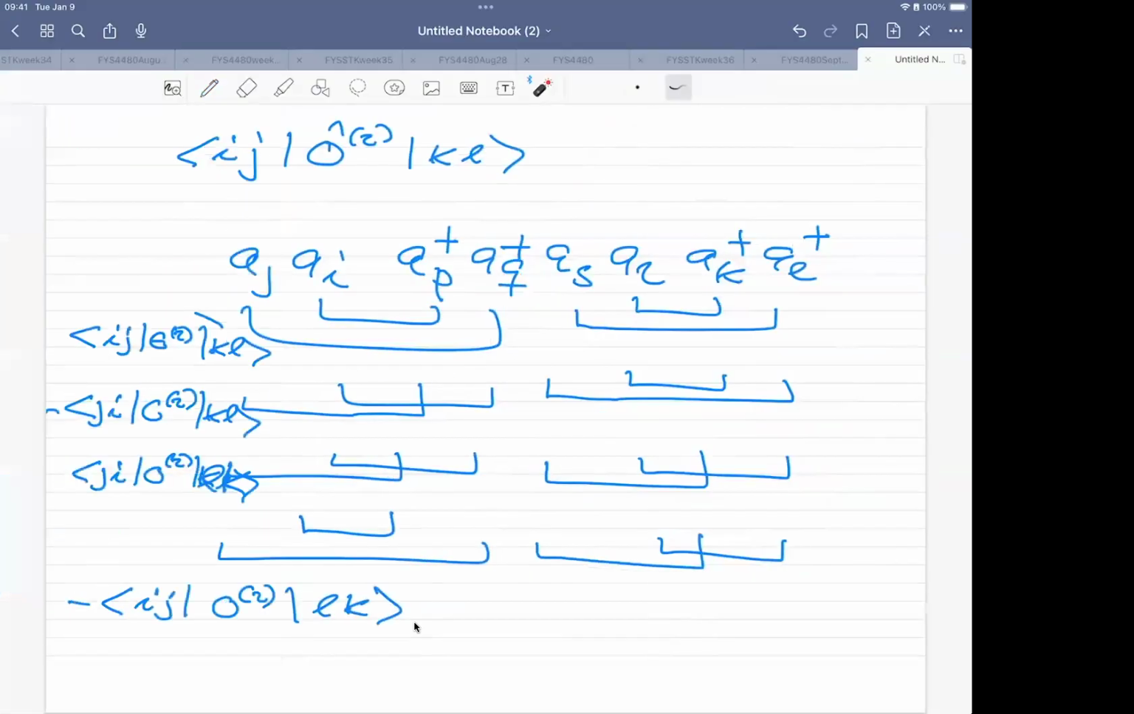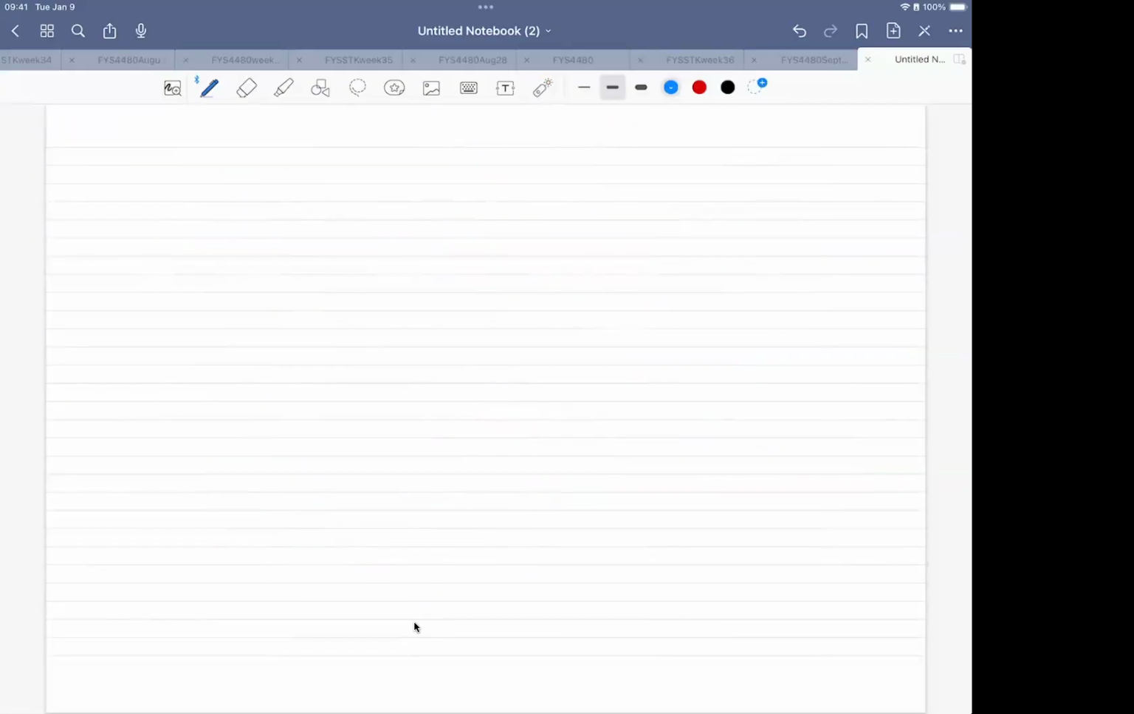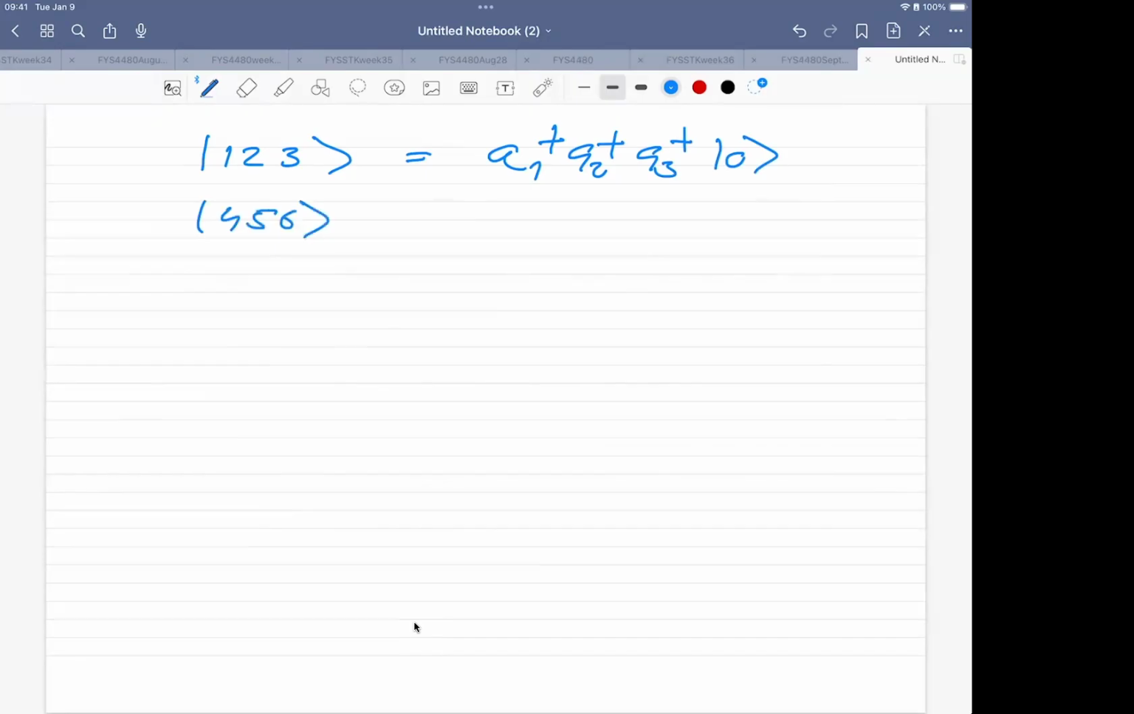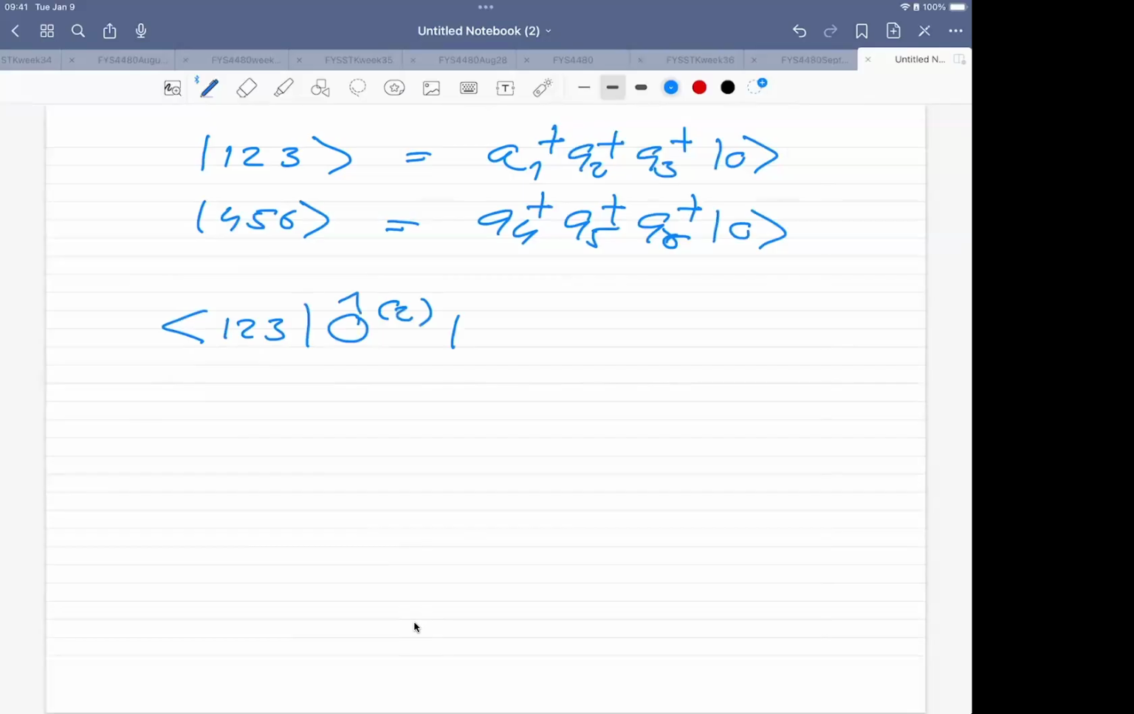If we then move to the three-body state, we define a state with labels 1, 2, 3, so there's a1 dagger, a2 dagger, a3 dagger acting on |0>. And then we have another state, 4, 5, 6, a4 dagger, a5 dagger, a6 dagger of |0>. And now we calculate the expectation value of 2, 3, and then I have this two-body operator of 4, 5, 6.